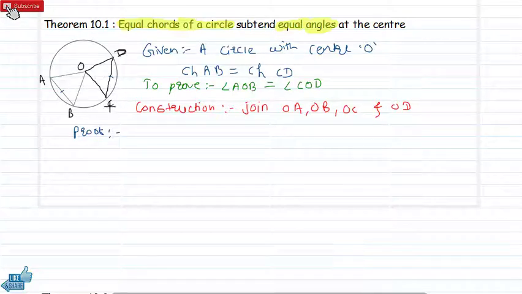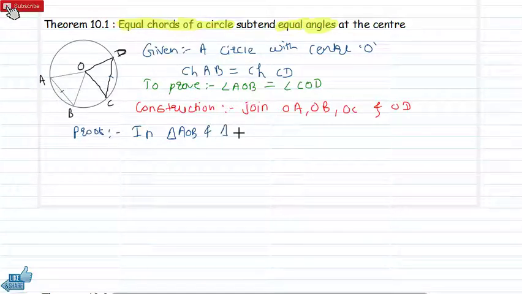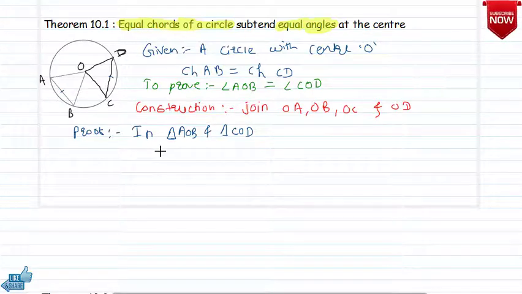So how do we show the triangles are congruent? Take the names of the two triangles. In triangle AOB, and my other triangle, triangle COD, which criteria are we going to use? We can say that AB is equal to CD. Do you know how many criteria there are for congruency?